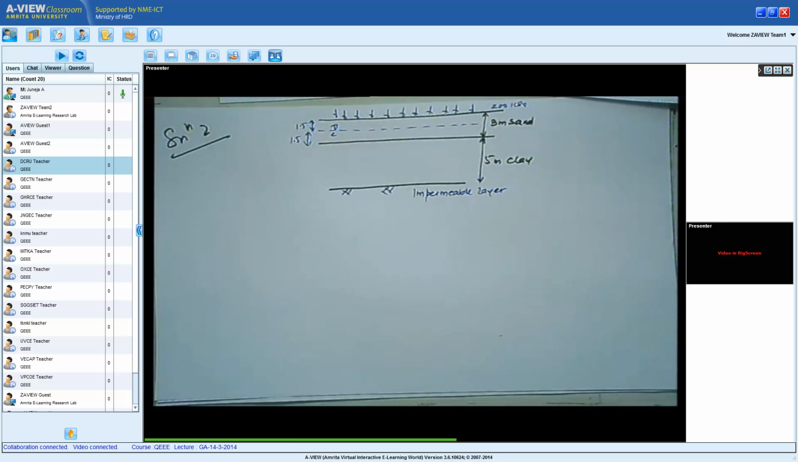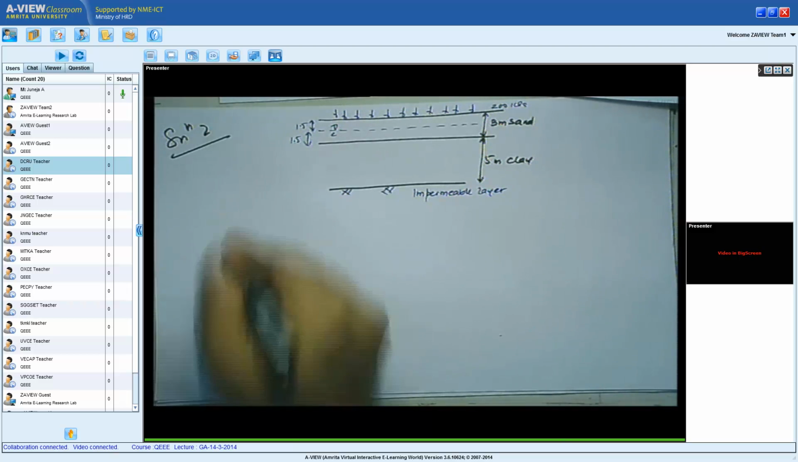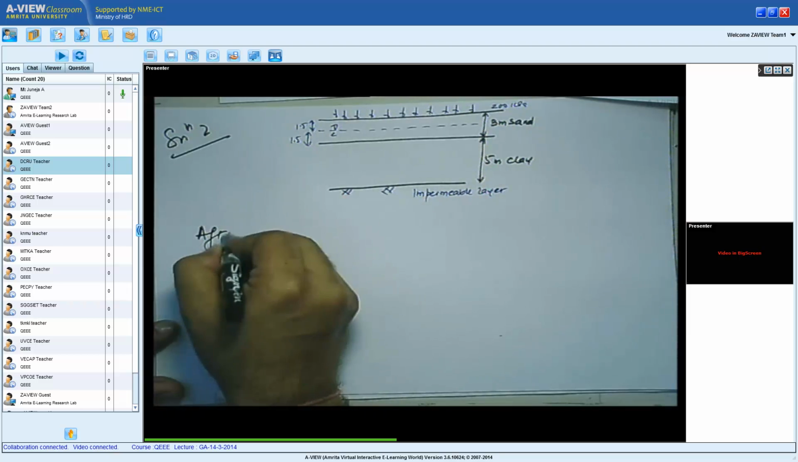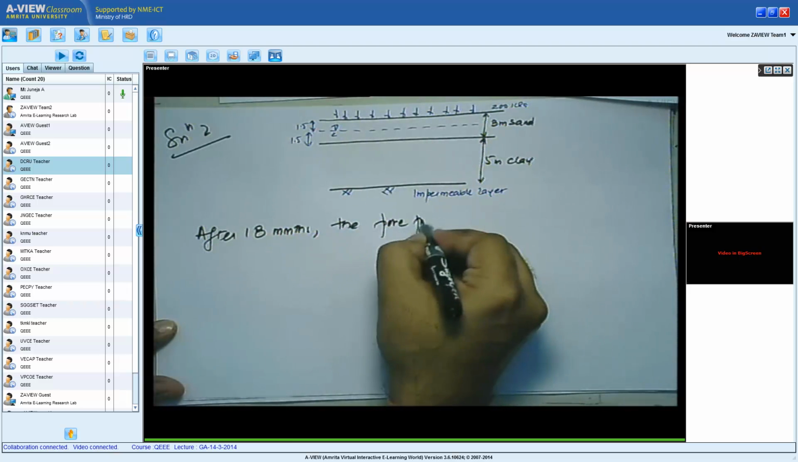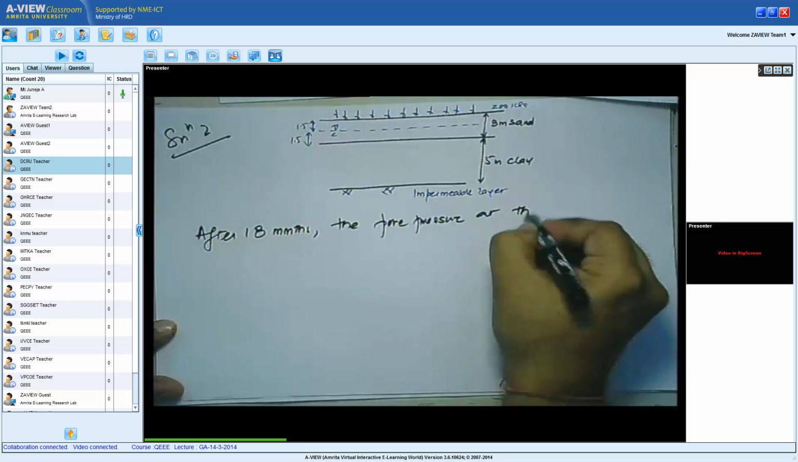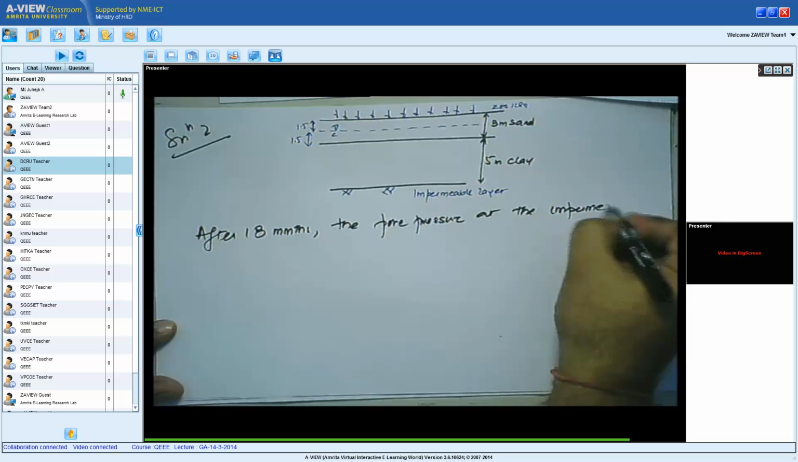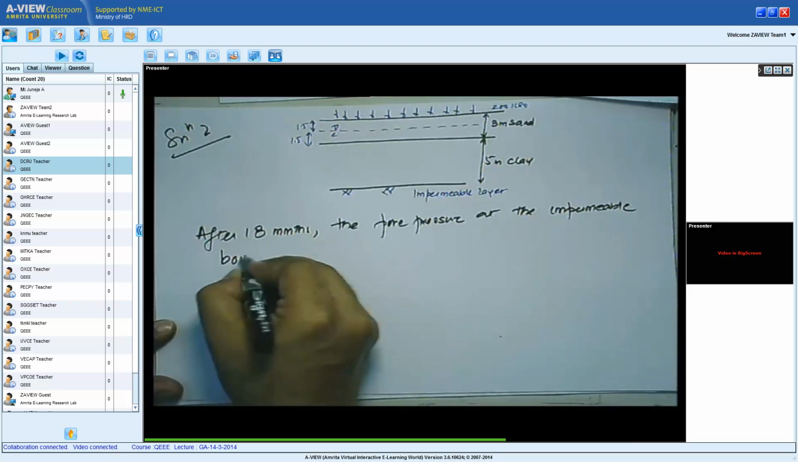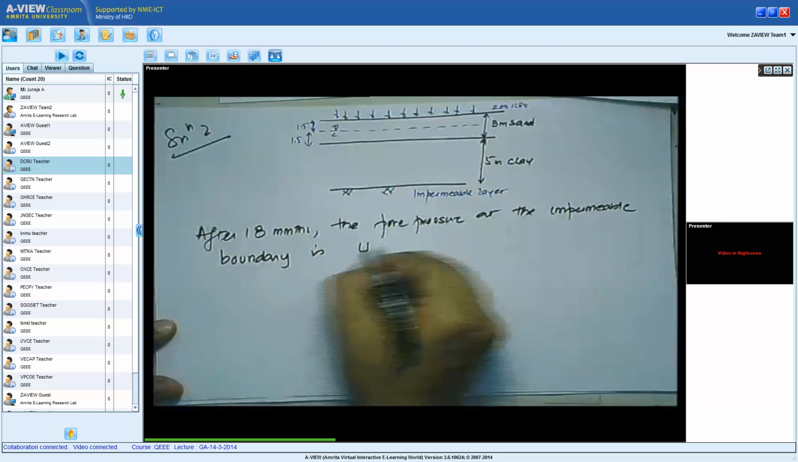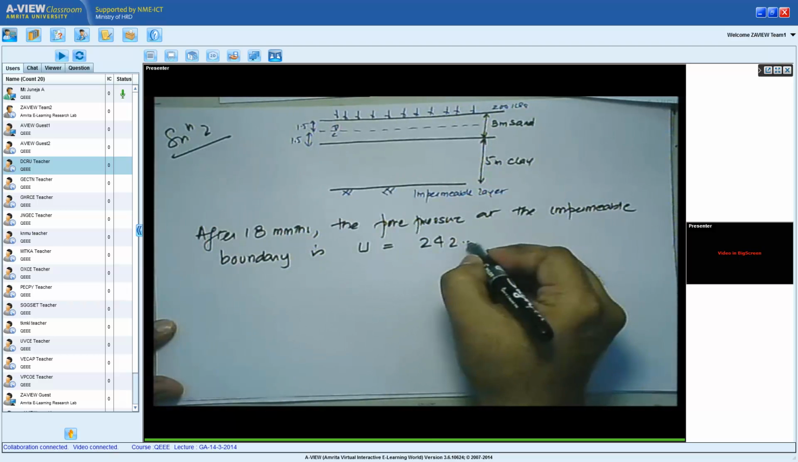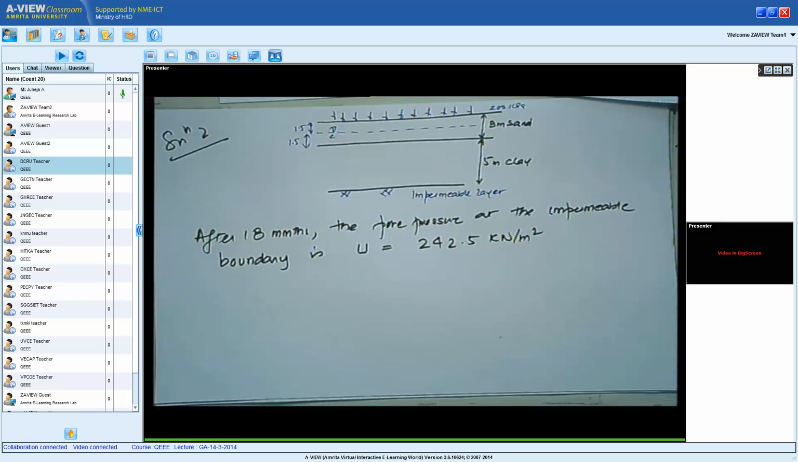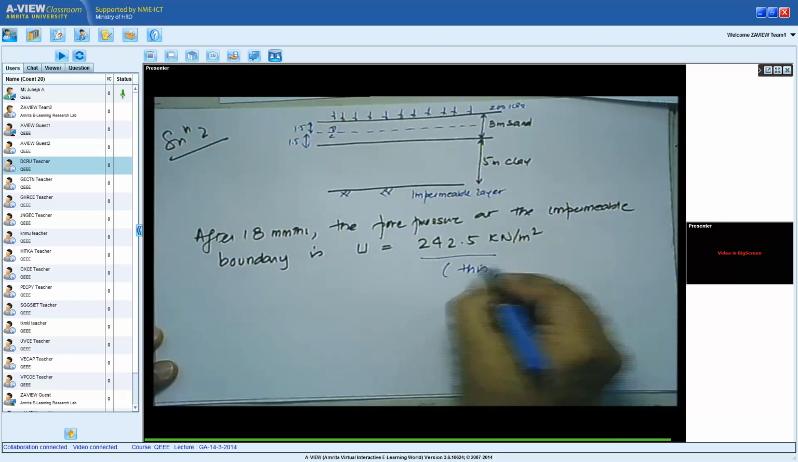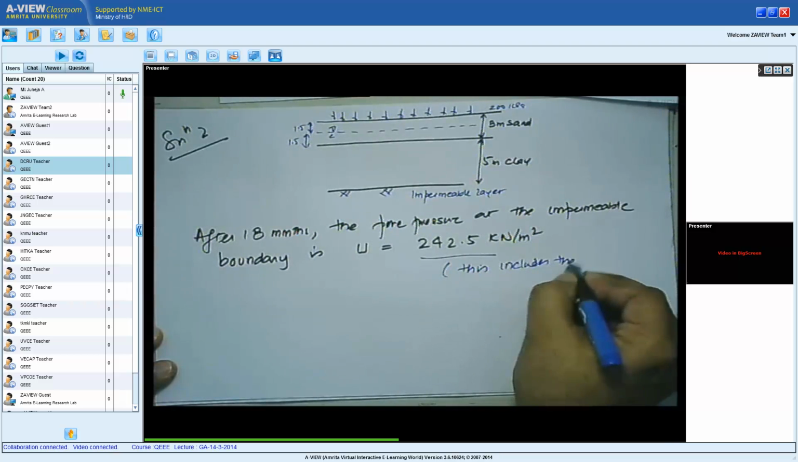Right, that is the question which is given to us. It's given that after 18 months, the pore pressure at the impermeable boundary is U equals 242.5 kPa or kilonewton per meter square. This should include the hydrostatic.